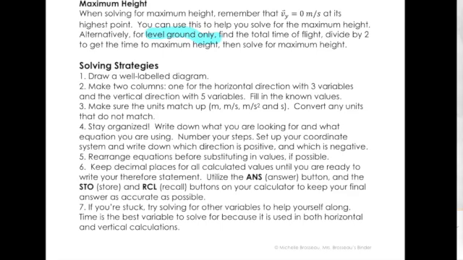And then if you're stuck, try solving for other variables to help yourself along. So time, like I said before, is the best variable just because you can use it in both the horizontal and vertical calculations.